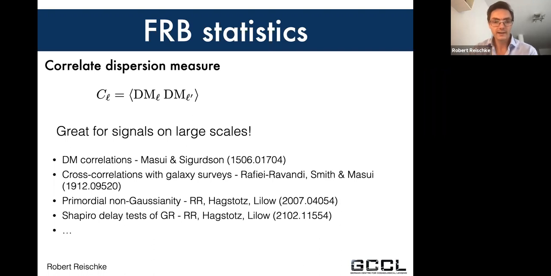So I've compiled here a small list of papers. This was basically first introduced in 2015, and then it was also discussed whether you can use cross correlation with a galaxy survey to improve the redshift information of the known FRBs. And then there is the paper I'm talking about now, and also you could try to figure out something about primordial non-Gaussianities with fast radio bursts.